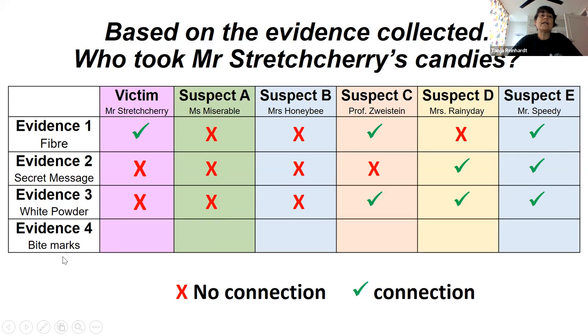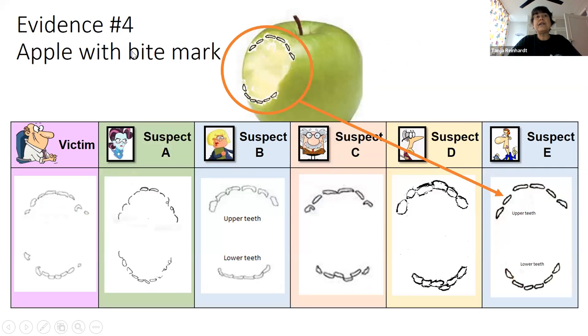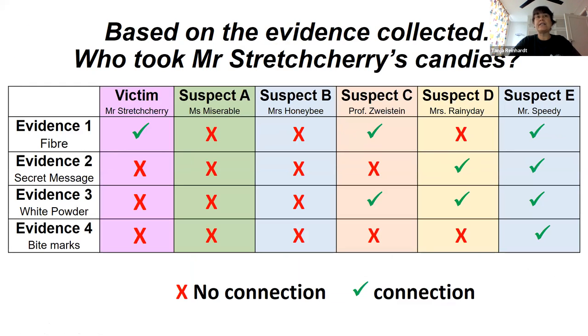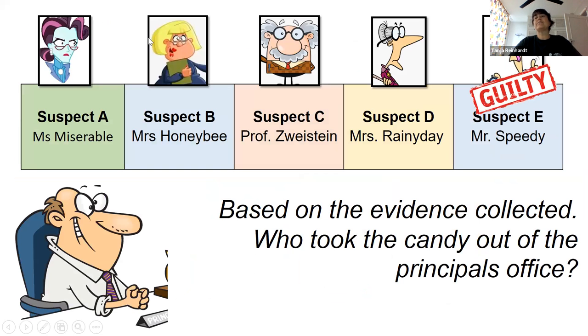And then, of course, the most precious evidence, the apple with a bite mark, which we can absolutely link to suspect E. All right. So based on the evidence collected, you already got the conclusion right. It was Mr. Speedy who was the culprit. Okay, well done, everybody, for deducing the right suspect.